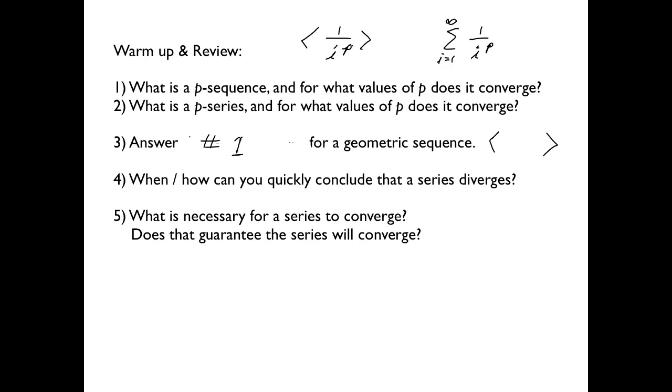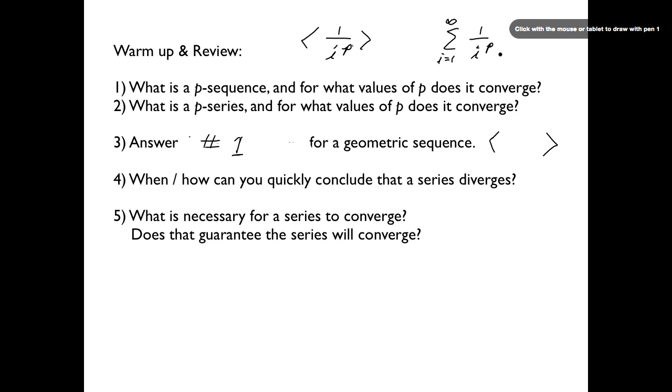Okay, so when does the P sequence converge? As long as P is positive. Any positive number, any number greater than 0, that denominator will get big, and it will converge to what number? 0. As long as P is positive, that denominator gets big as I gets large, and so that goes to 0. When does the P series converge?